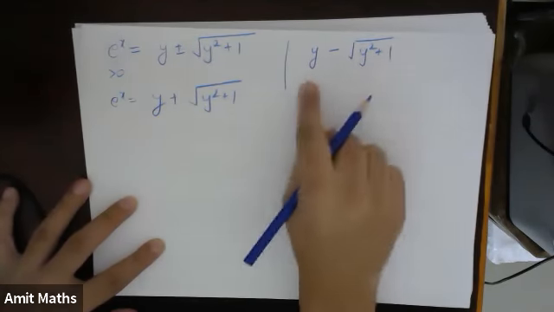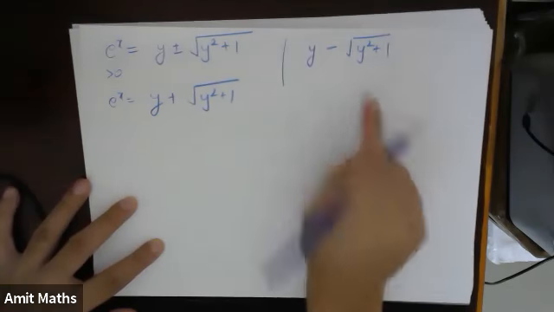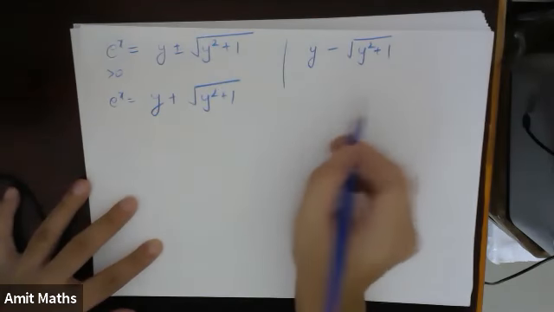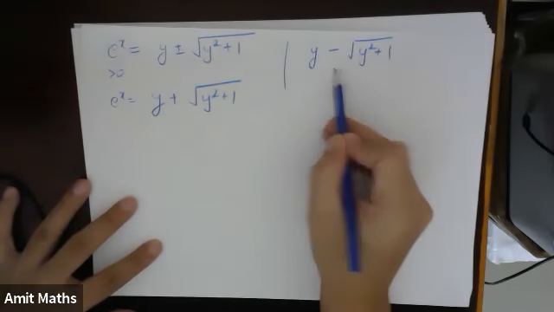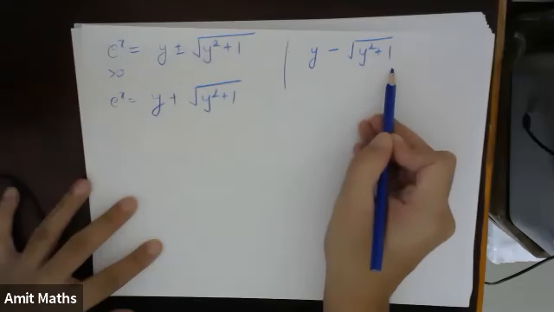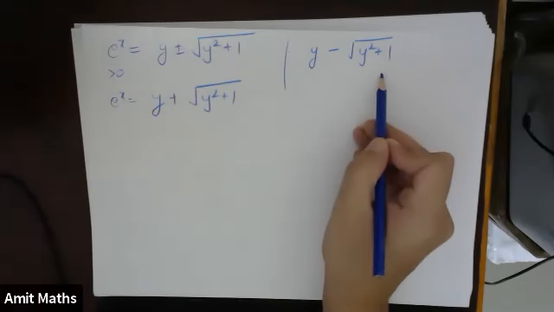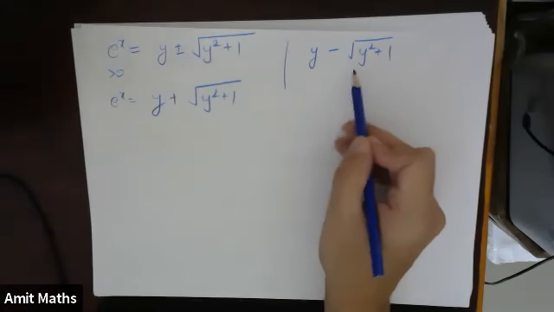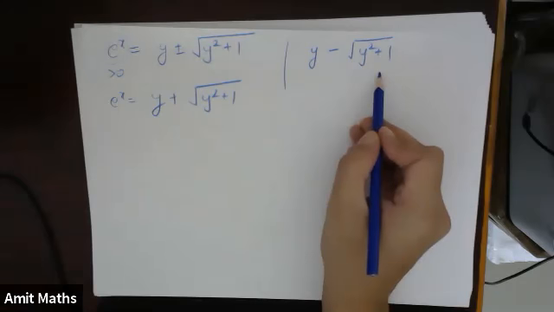Take any value of y. Suppose y is 2. So this is 2 minus under root of 2 square plus 1. 2 square plus 1 is 5. Root of 5 is 2 point something. 2 minus 2 point something is negative.